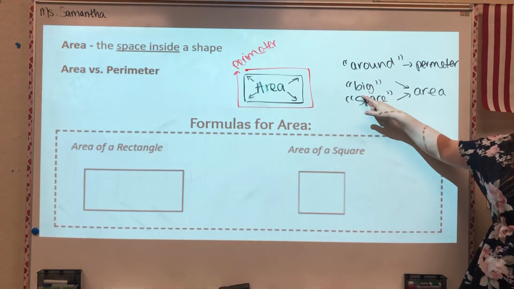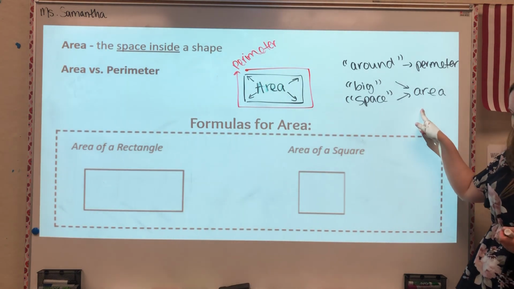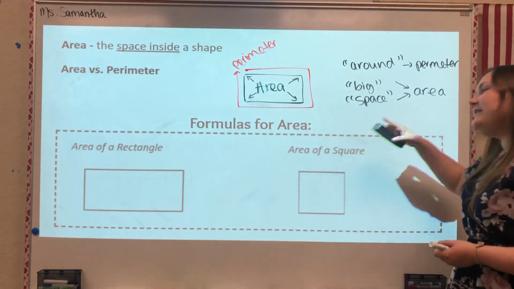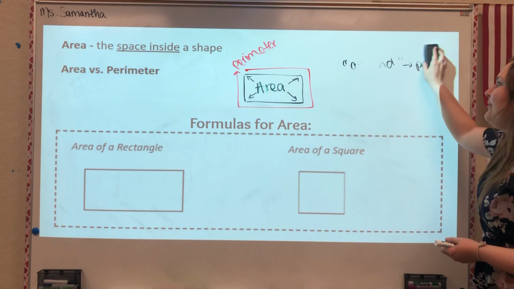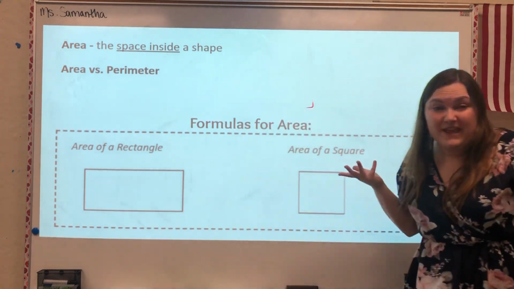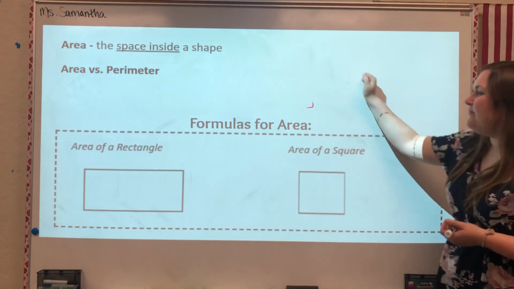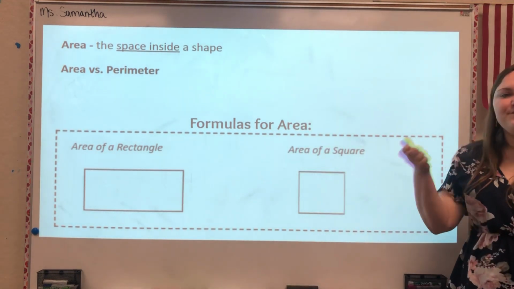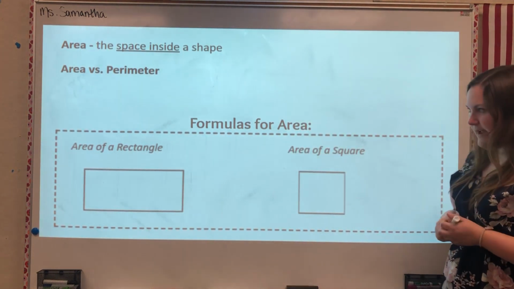All of those words go back to this idea of area. Now there are formulas you can see for area. I do want to point out though, that you already saw how you find area. It's multiplication. All formulas do is tell you a specific way to calculate the area every time.